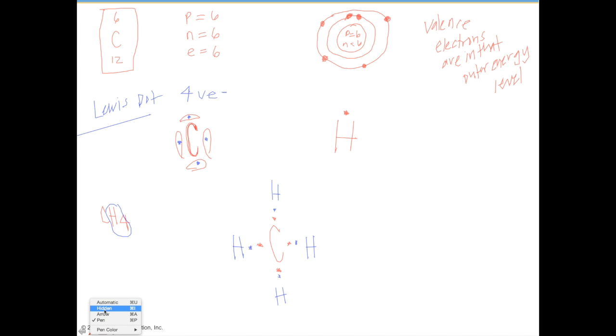All right, and here, let's do a different color, let's do green. Green, we're going to cut right here. These 2 are shared. This green bond here is a covalent bond. Covalent bond, and that means sharing. That is supposed to be an R, but it looks more like, I have no idea what that is. Sharing 2 electrons. You all on the same page?